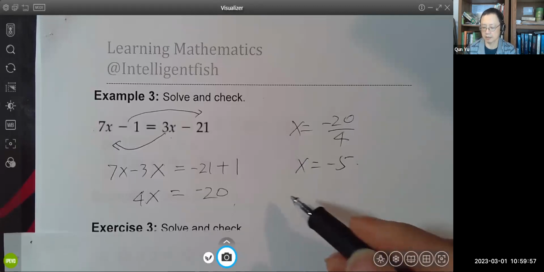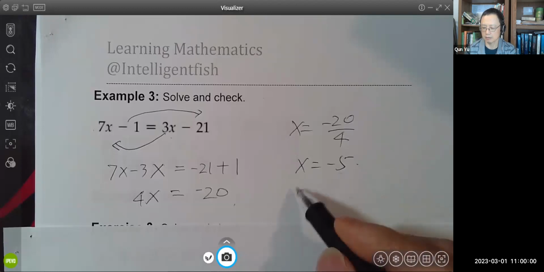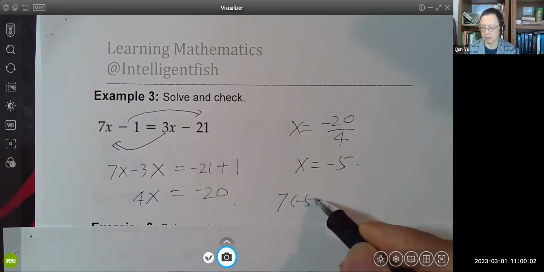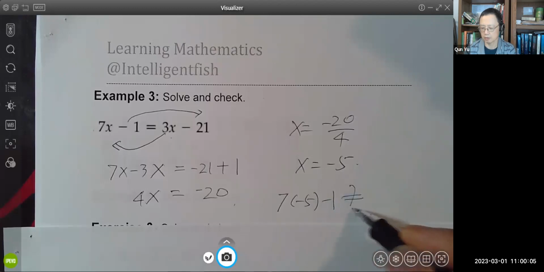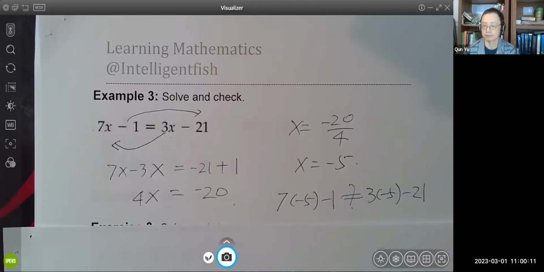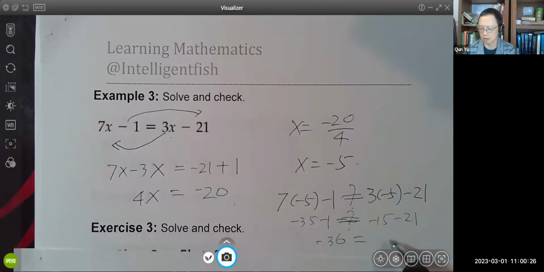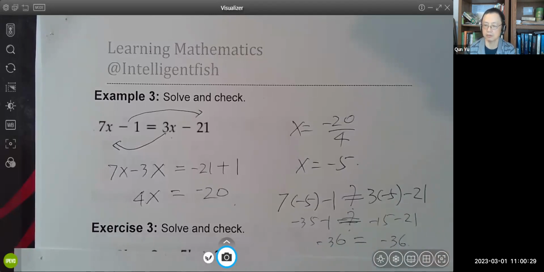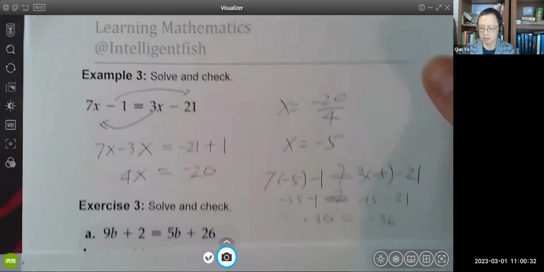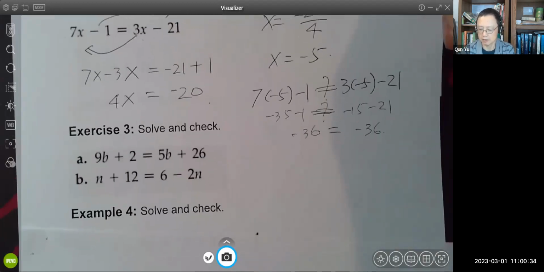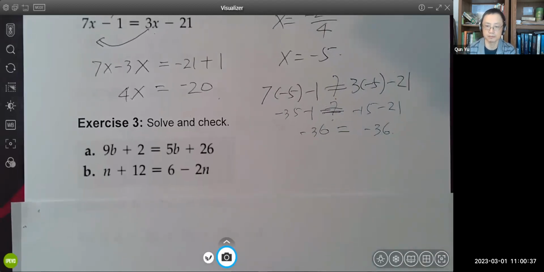Now let's double check to see if this is correct. Our answer is -5, plug in 7 times -5 minus 1. We want to see if both sides are equal or not. 3 times -5 minus 21. This is -35 minus 1 on the left-hand side. And this is -15 minus 21. Are they equal? -36 and -36. So they are equal. So we get the correct answer. Our answer is -5. Now this is another set of exercise equations.